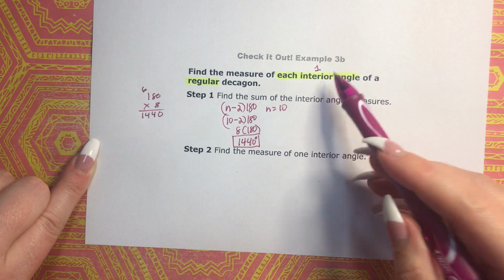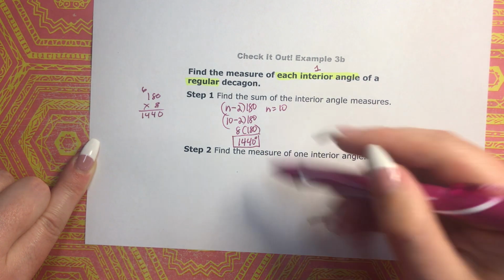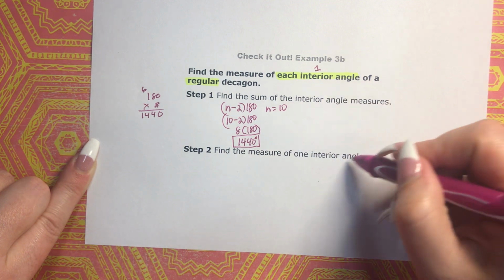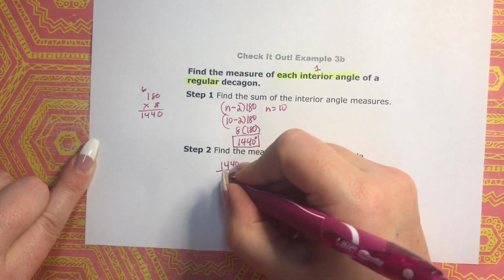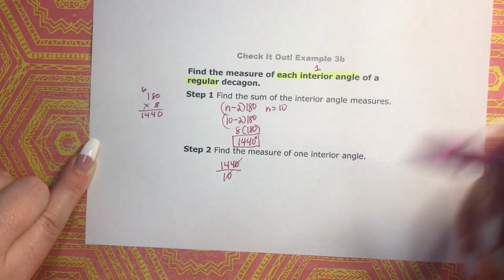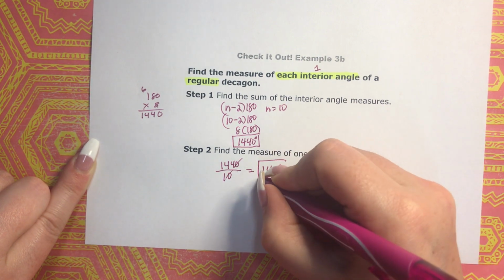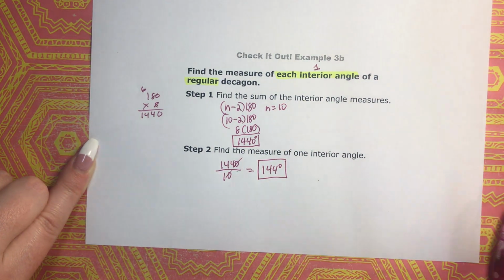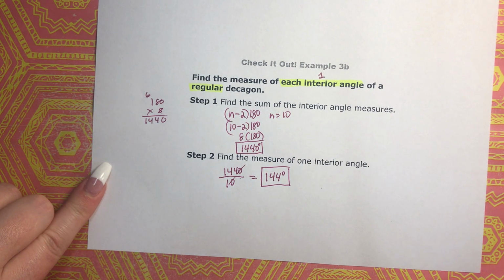But we need to find each. So we're just going to take that number and then divide it by the 10 angles, because you're adding up all 10 angles to get this number. So it's going to be 1440 divided by 10. I'm just going to write it like that because it's super easy. You just cancel out the zeros and you end up with 144 for each interior angle. So if you got that one right, you did a wonderful job, and I'll see you in a little bit for example 4.